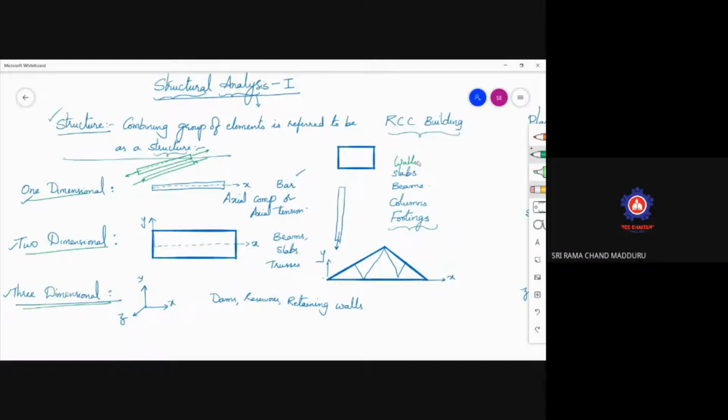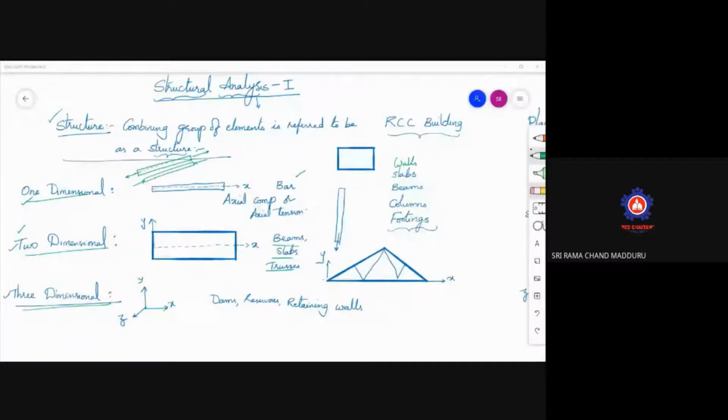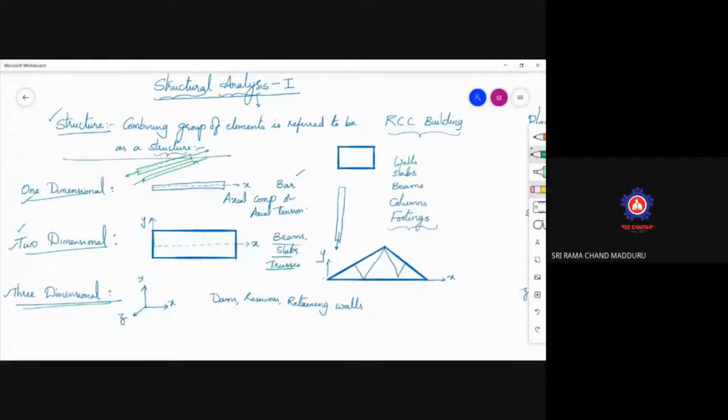Whereas coming to two-dimensional structures, the example analyses are beams, slabs, trusses. In two-dimensional analysis, the thickness of the member is not considered. Whereas in three-dimensional structures, you are considering the thickness also along with length and breadth, or length and width. So dams, reservoirs, retaining walls, all these will be considered for three-dimensional analysis.